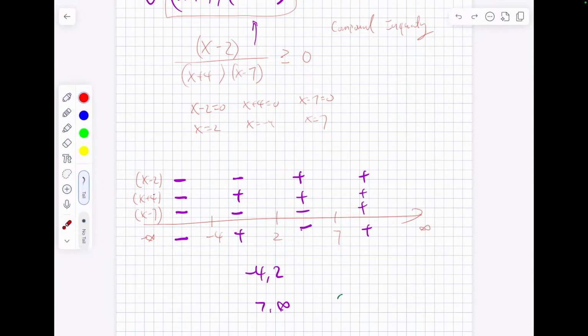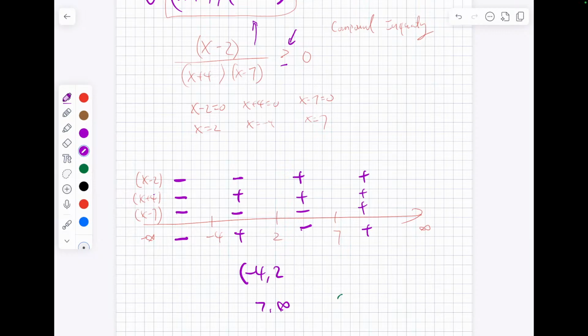So therefore, negative 4 cannot be included. Even though this is greater than or equal to, I will be safe to say just greater than. It's kind of tricky, whether I should include it or not. I have to analyze each endpoint.